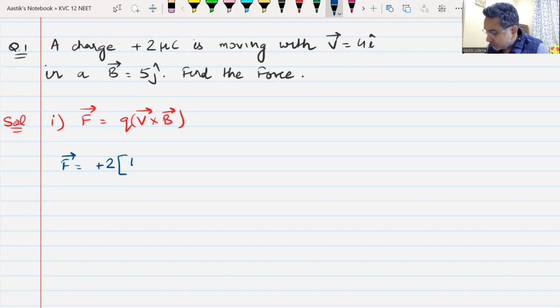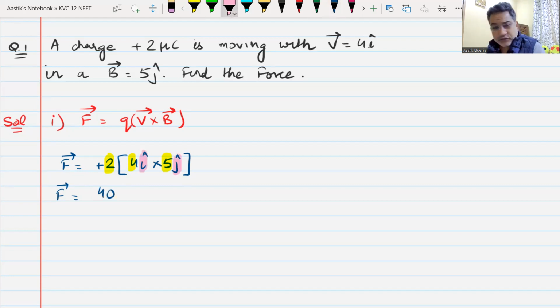Velocity is given as 4I cross with 5J. So the answer will be 2 multiplied by 4 multiplied by 5. 4 into 5 is 20. 20 into 2 is 40. This will be 40. Now you have to do I cross J. You must remember I cross J is equal to K. So the answer is 40K.